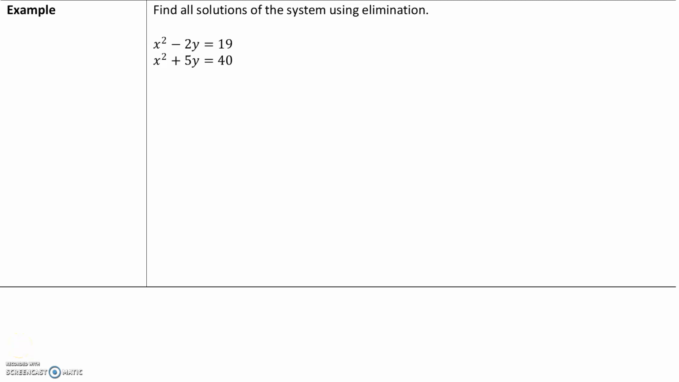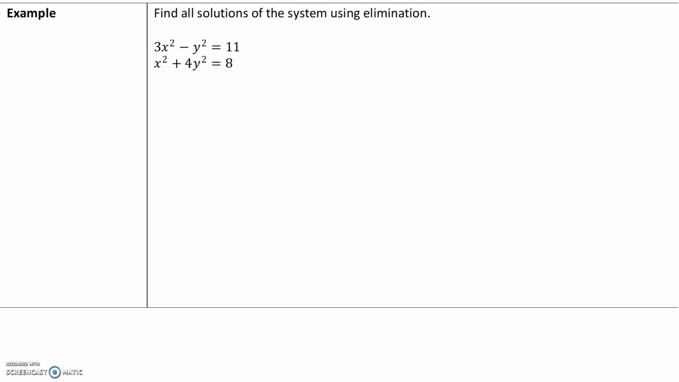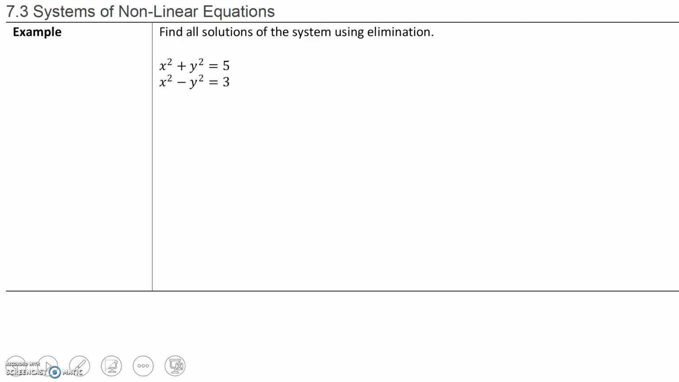In this section, we will also talk about systems of equations, except we will talk about systems of non-linear equations. In the previous section, you may have noticed that we only had equations of the form ax plus by equals c, where this was a linear equation, meaning that the degrees of each x and y were both degree 1. However, in 7.3, we will talk about systems of non-linear equations where we have some squares as well.